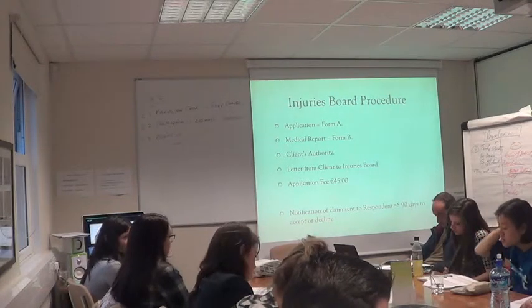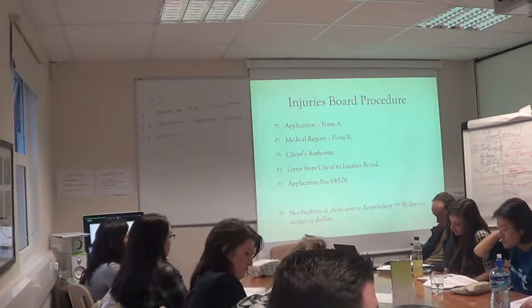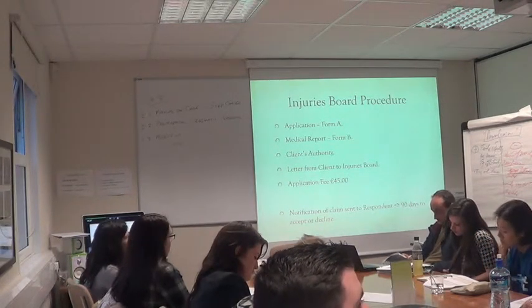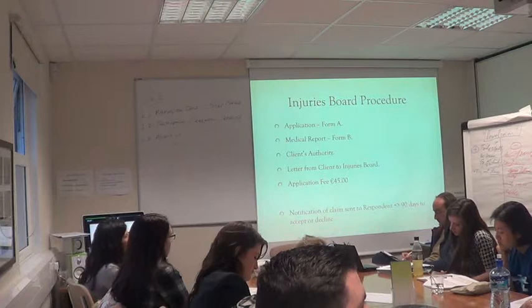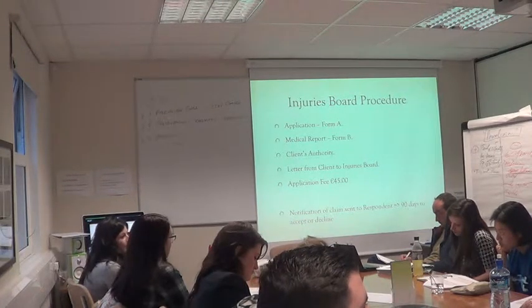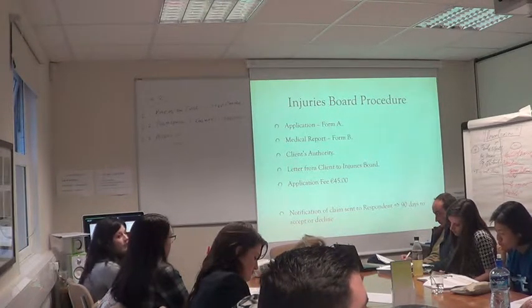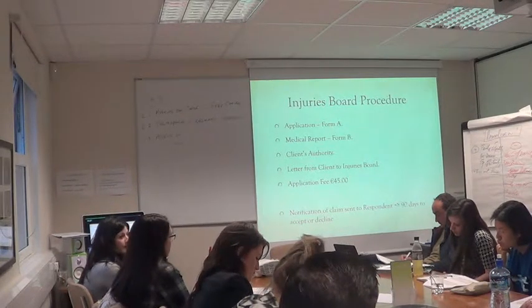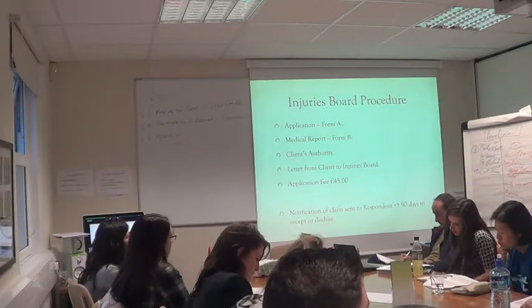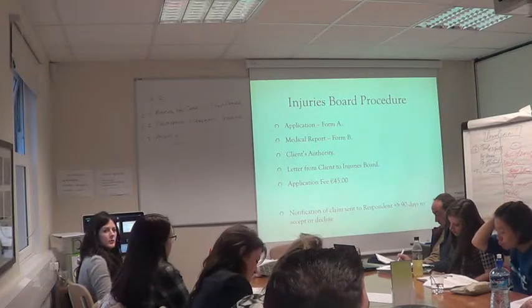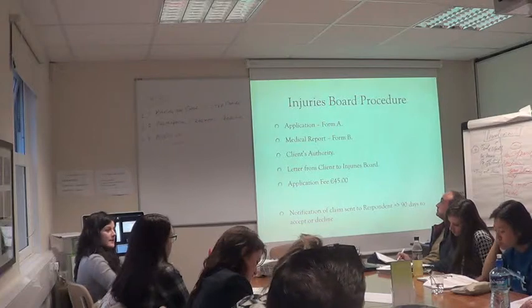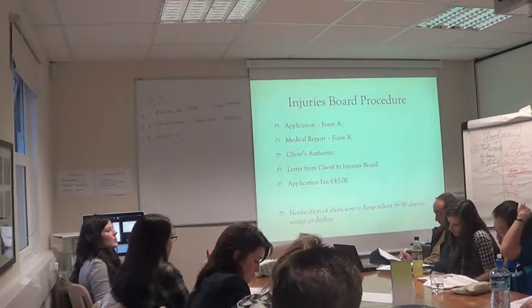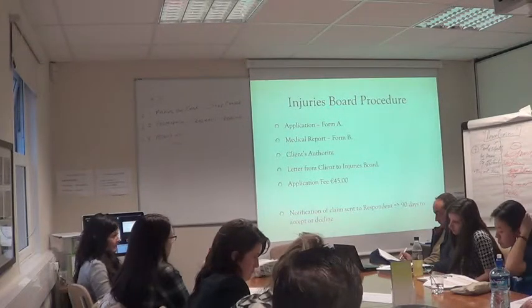Form B is a medical report, setting out the loss, damage, etc. Also the client's authority, and a letter from the client to the Injuries Board. There is an application fee with this process, and it's €45. So you can see that it is quite economical. The idea there is to get cases in and out quite quickly. What happens then is that a notification of the claim is sent to the other side. It's sent to the respondent, and they have 90 days within which to accept or to decline.